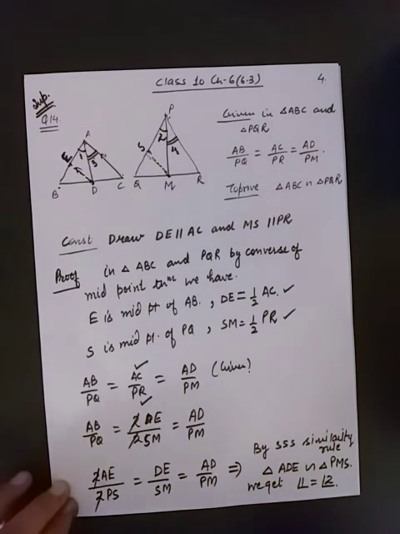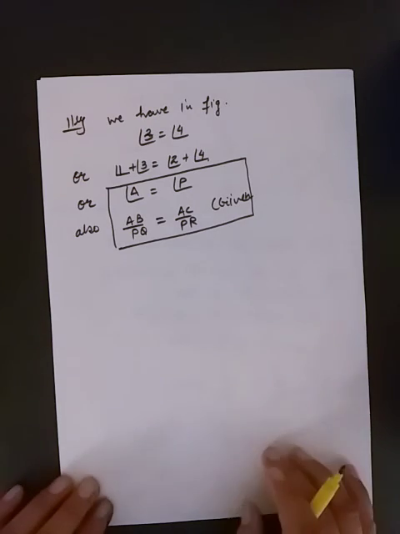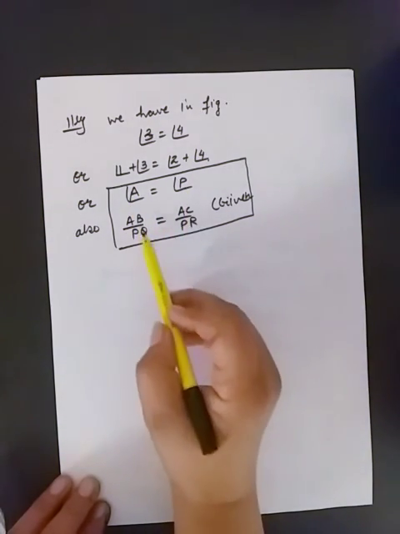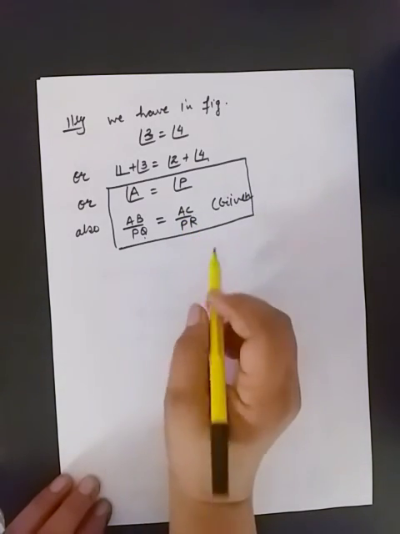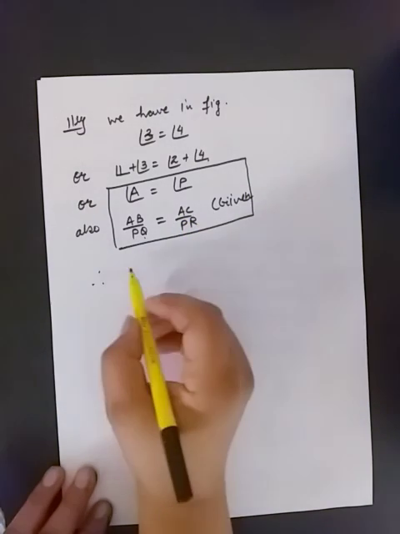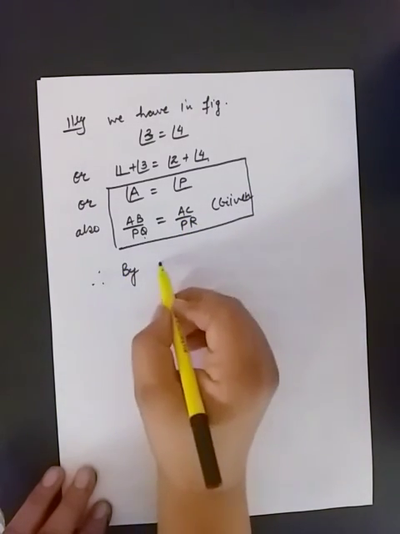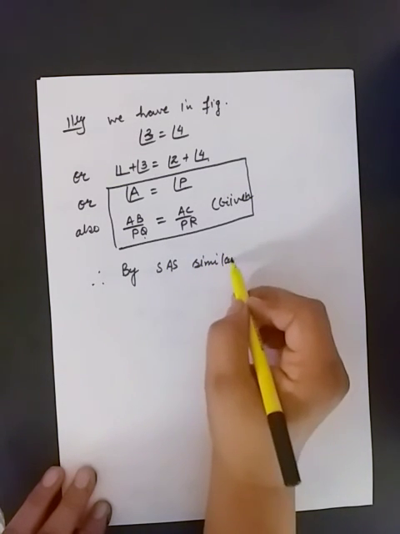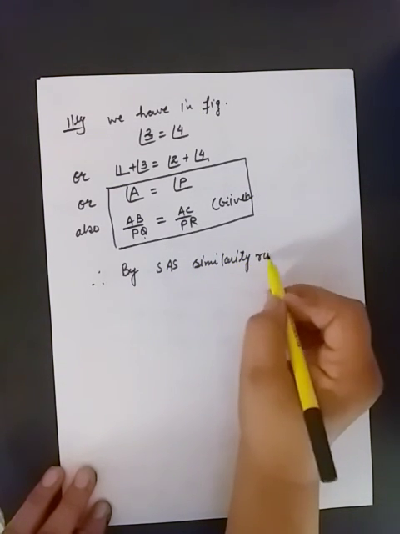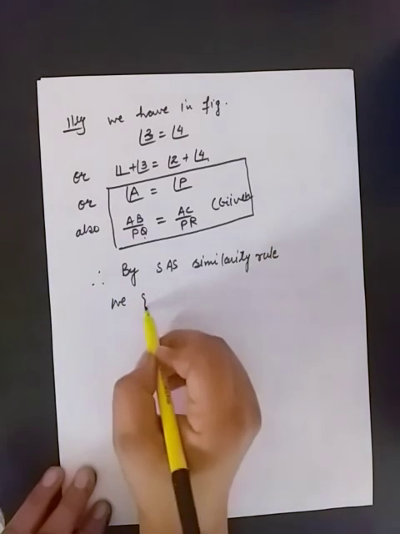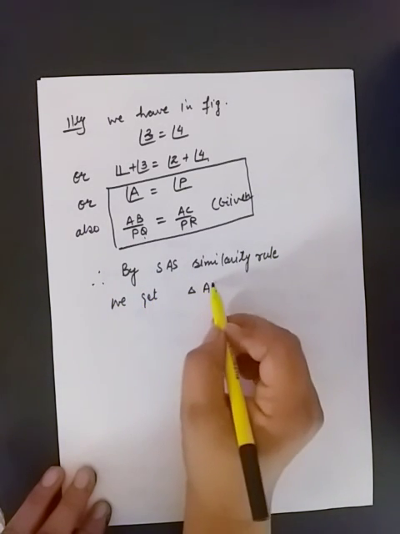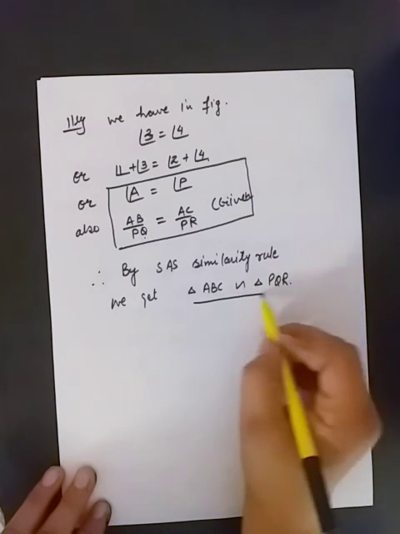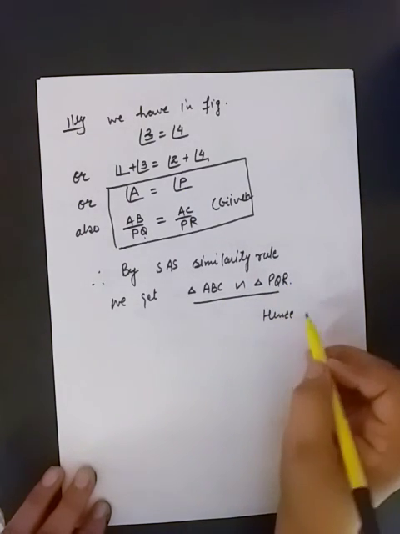Now we have to write these steps. Here we get angle A is equal to angle P and AB by PQ is equal to AC by PR, already given. Therefore, by SAS similarity rule, we get triangle ABC similar to triangle PQR. Hence proved.